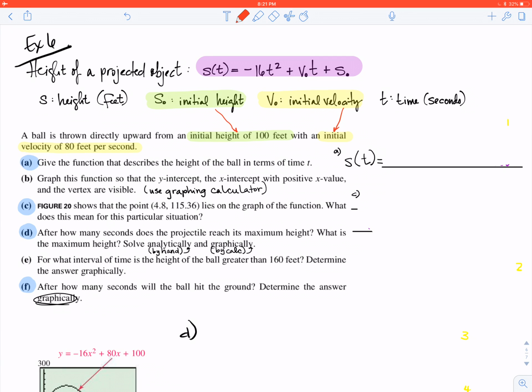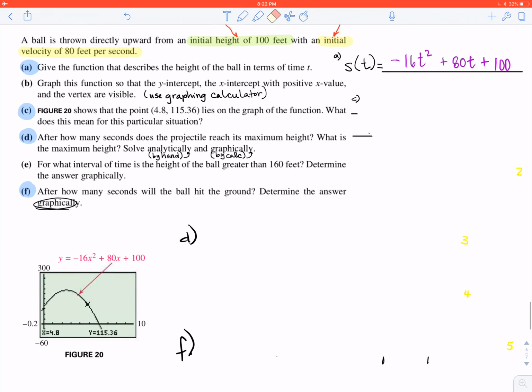Give the function that describes the height of the ball in terms of time t. So I'm going to take what I highlighted right here in purple, and I'm going to write a function for this particular example. I have negative 16t squared plus 80, my initial velocity, t, plus 100, my initial height. Part B we're not going to do, but if you did want to, you would use the graphing calculator. Part C refers you down to figure 20, which is down below.